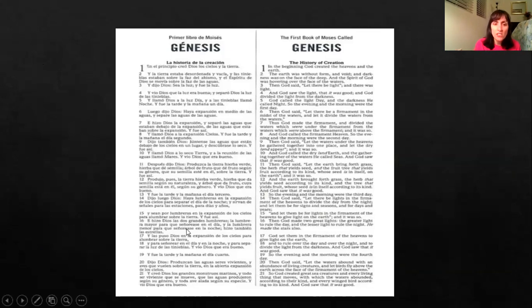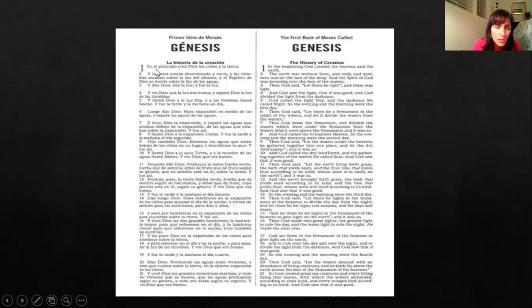All right, so I have here a picture of Genesis from the bilingual Bible. You can see that the Spanish is on the left, the English is on the right. And I know this is small, it's probably hard to read, so we're not going to analyze it verse by verse. I just want to show you Génesis is the same as Genesis. La historia de la creación is the history of creation. And it says, if you can see it, En el principio creó Dios los cielos y la tierra. In the beginning, God created the heavens and the earth.